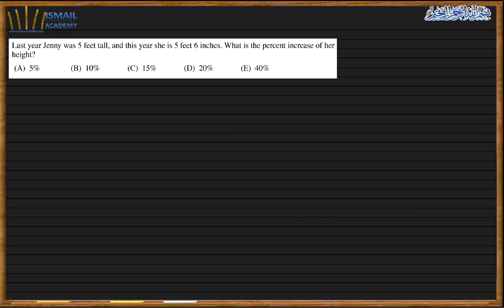All right, last year Jenny was 5 feet tall. So 5 feet tall last year.